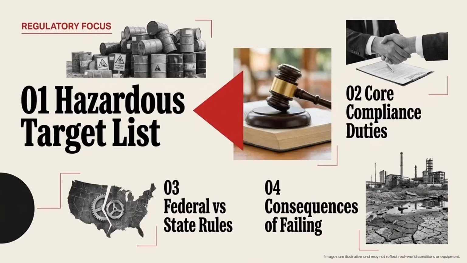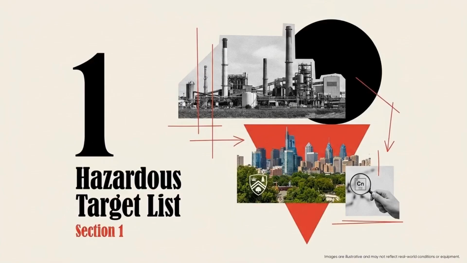To make sense of this intimidating legal framework, we've broken it down into 4 simple parts. First, the hazardous target list. Second, your core compliance duties. Third, federal versus state authority. And finally, the consequences of failing. Starting right off with Section 1, the hazardous target list.